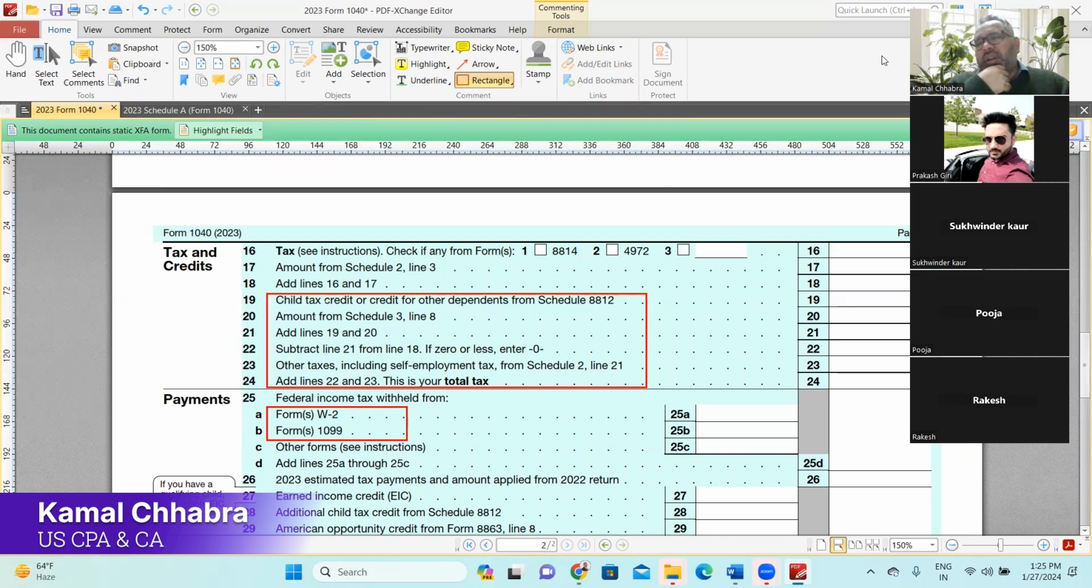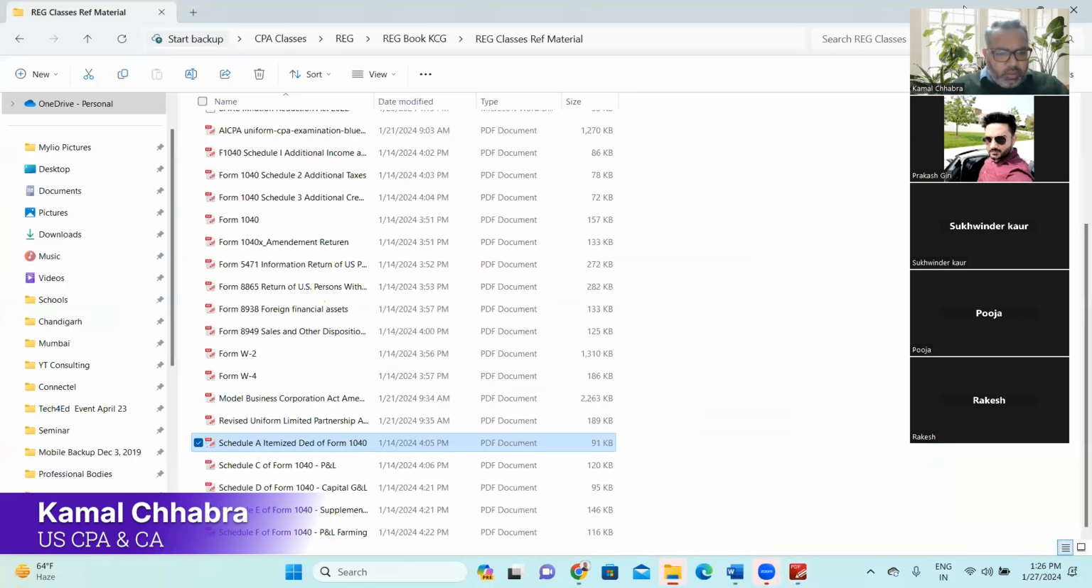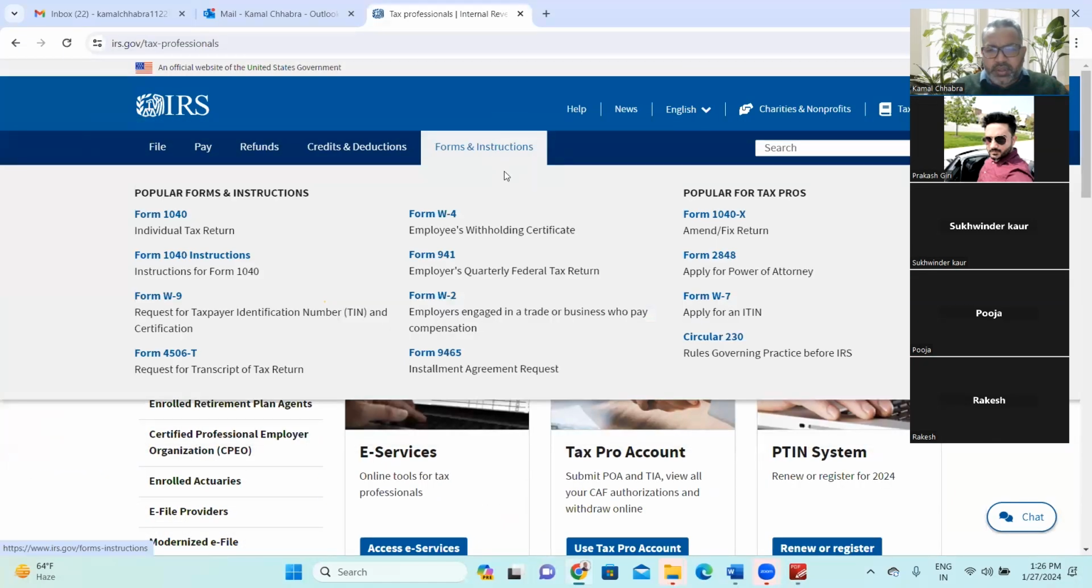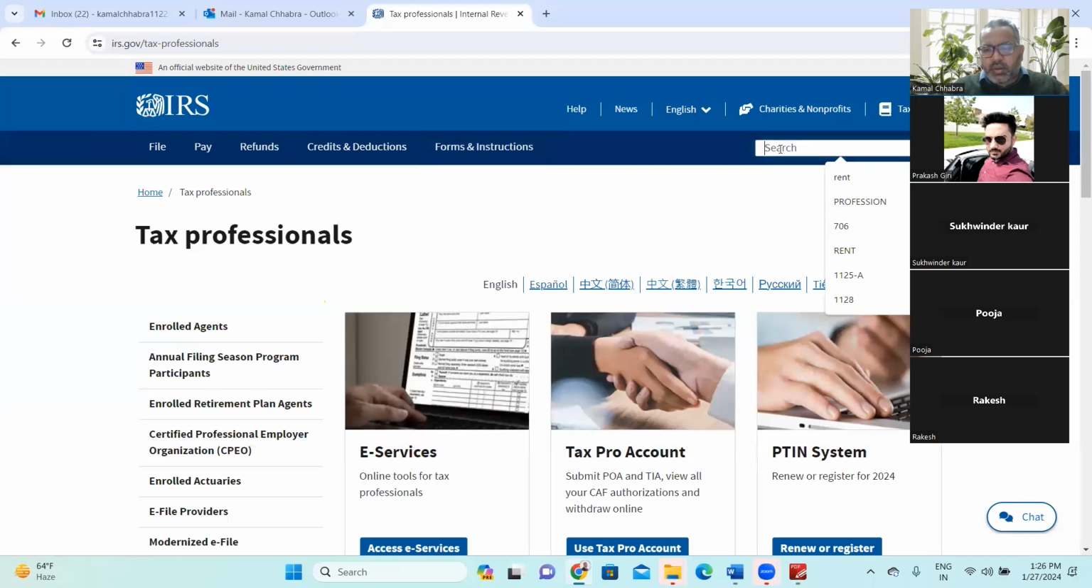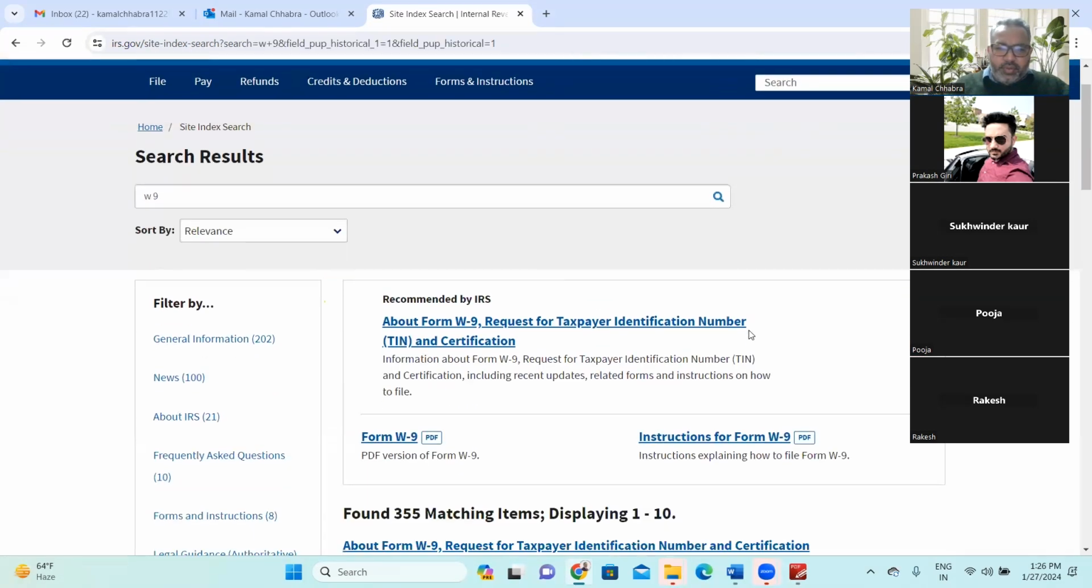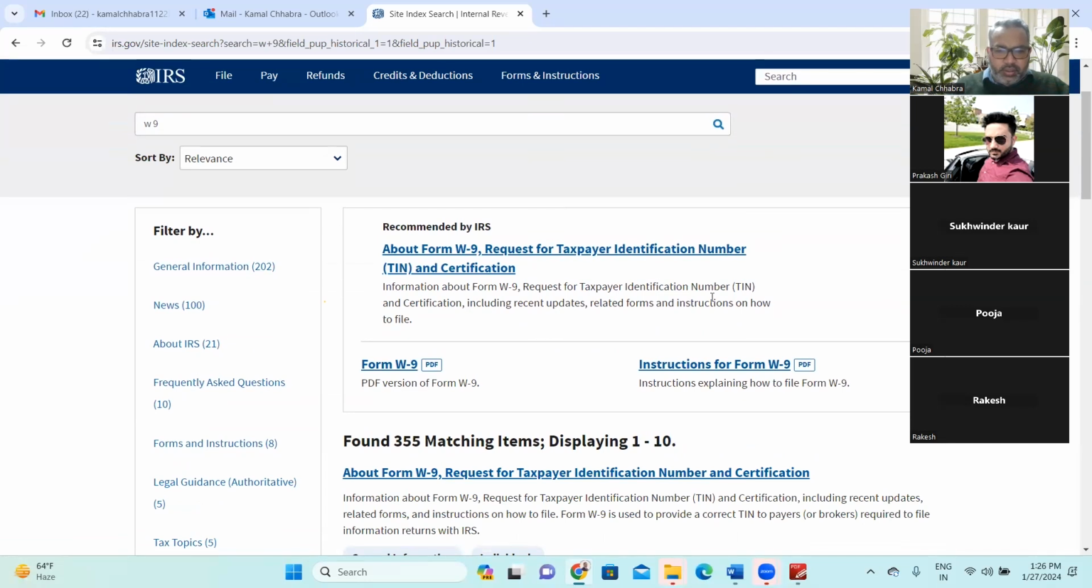So 1099 has almost 20 plus categories. That is one of the categories which you are saying, right? For that, they need to submit a W9, which you are saying. If you remember, if you see over here, in forms and templates, there is W9. Okay. Yeah. So request for taxpayer identification, W9 or W7, I think.